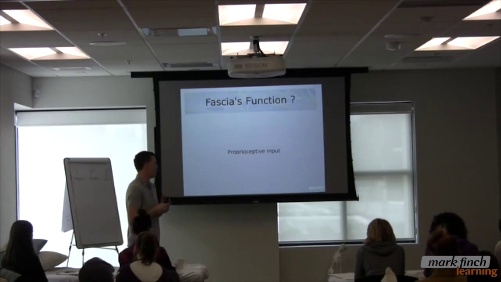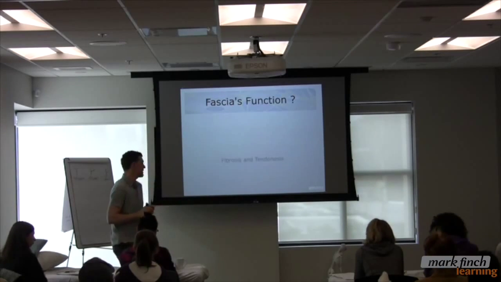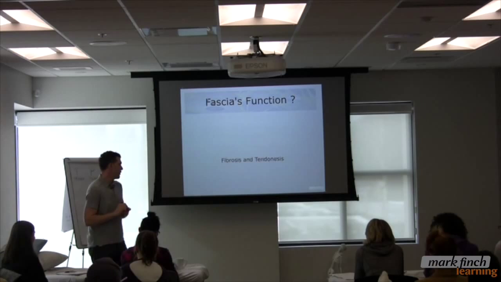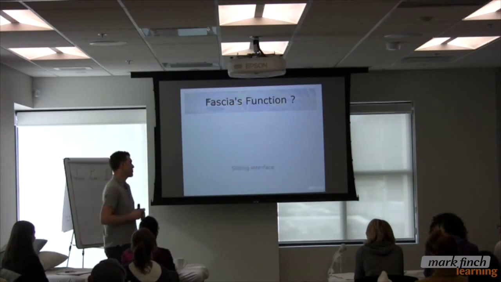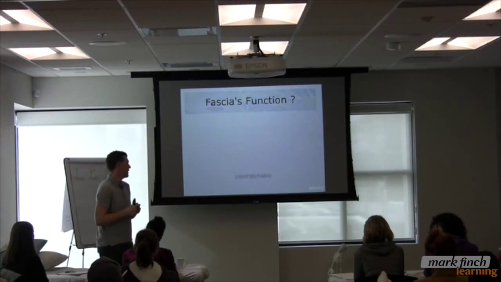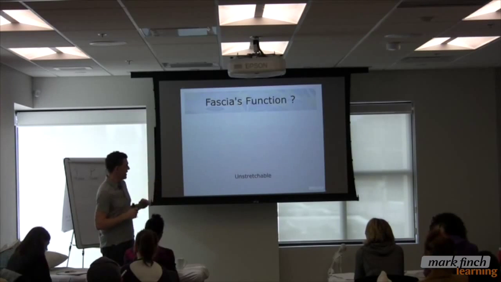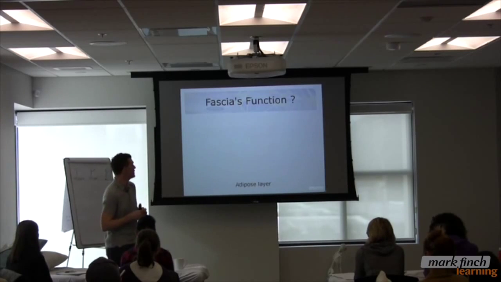It's always talking about the proprioceptive input of the fascia, and it's telling you where your body is in space. The physio work of Jill Cook and her colleagues tell us about tendinosis and fibrosis. Carla Stecco is always talking about the sliding interfaces of the fascia. And then we read that it's unstretchable, according to Chandri, so we can't change the length of it. So what does it do again?